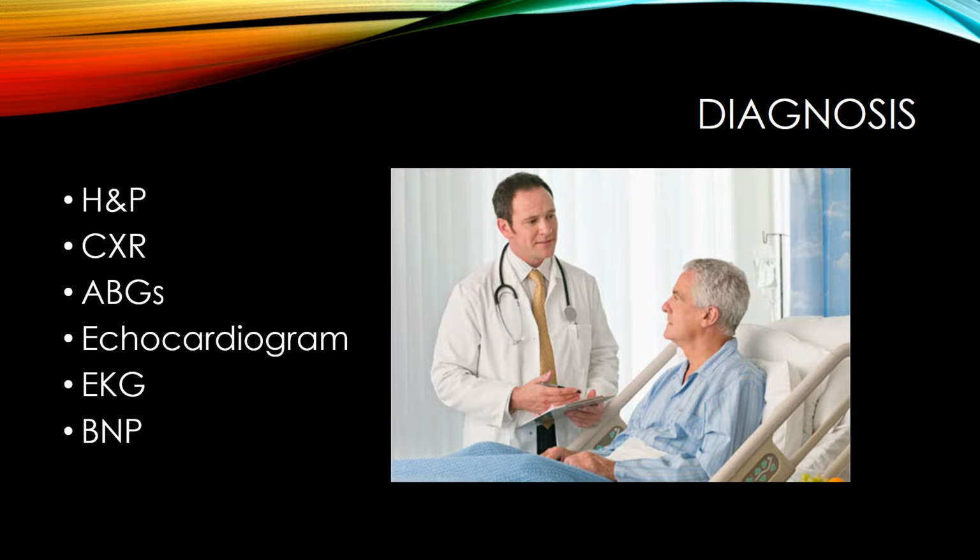BNP, or brain natriuretic peptide, is a lab test which identifies hormones which are released due to overstretching of the heart. An elevated BNP signifies deteriorating function of the heart muscle.